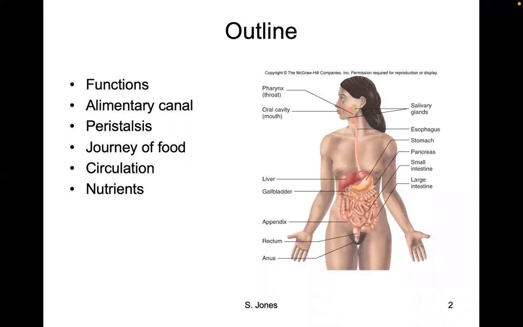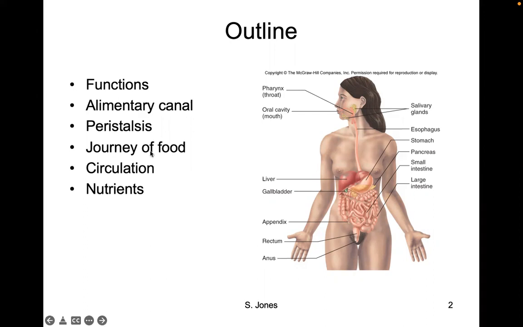So the outline when it comes to the digestive system: we're going to be talking about the functions of the digestive system. We'll be talking about this thing called the alimentary canal, which is another name for the digestive tract. We'll talk about peristalsis, how we actually move food through our digestive tract. And we'll have a little video that is embedded in your textbook, but I also think it's important for us to look through it because it's a good tool to learn from.